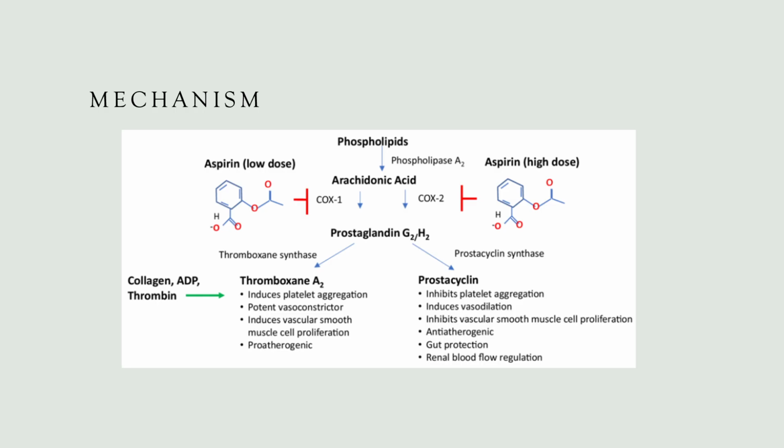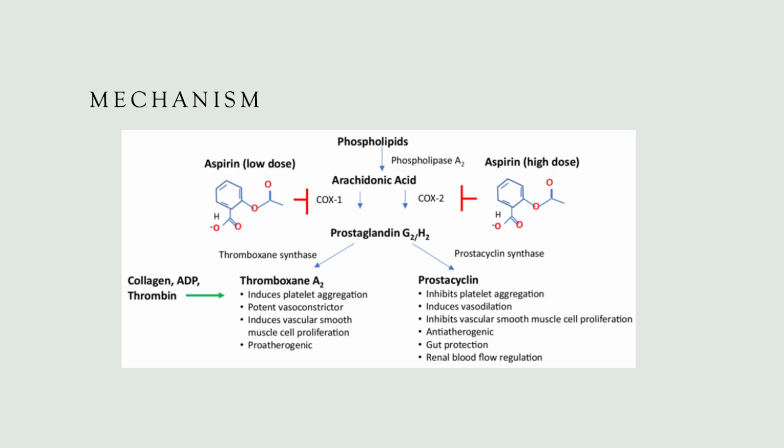So next, I'm going to briefly introduce the mechanism. Aspirin blocks prostaglandin synthesis. It is non-selective for COX-1 and COX-2 enzymes. Inhibition of COX-1 results in the inhibition of platelet aggregation for about 7 to 10 days, and this is the average platelet lifespan.